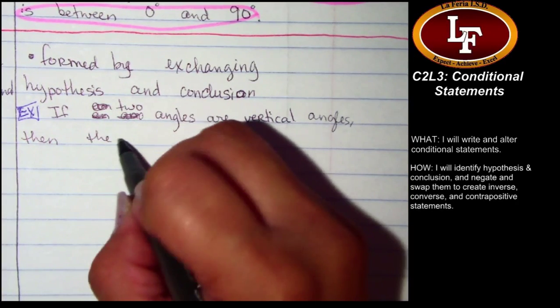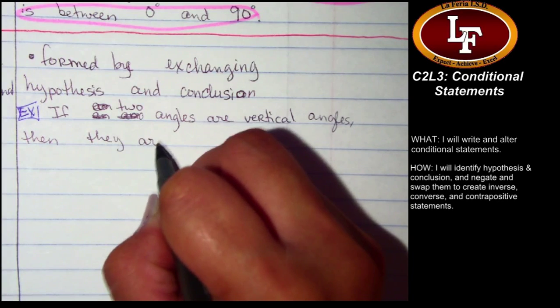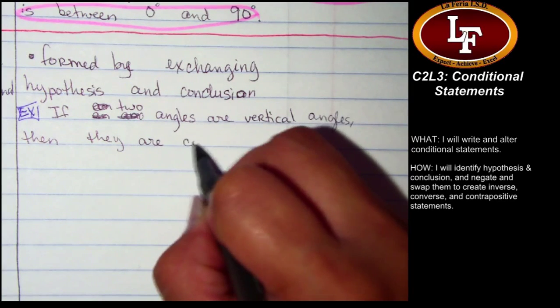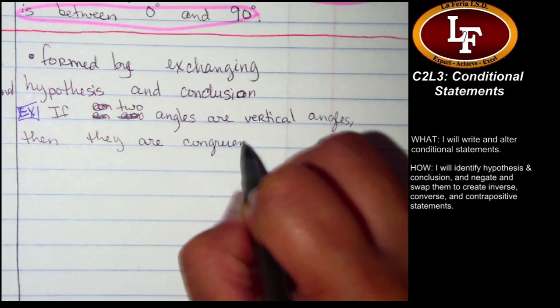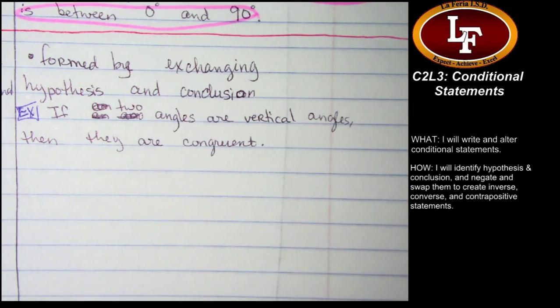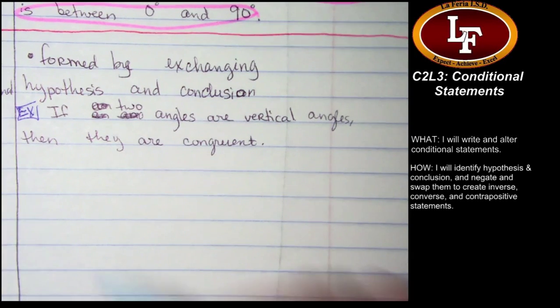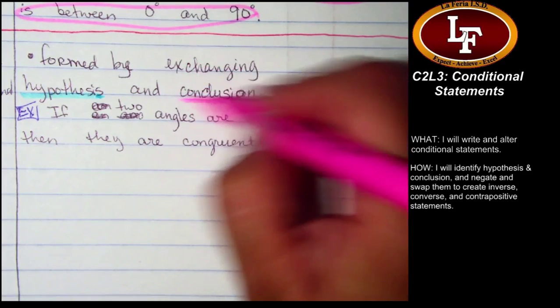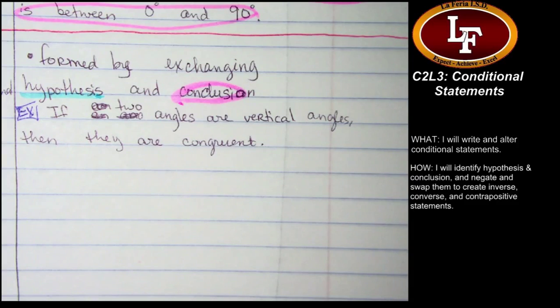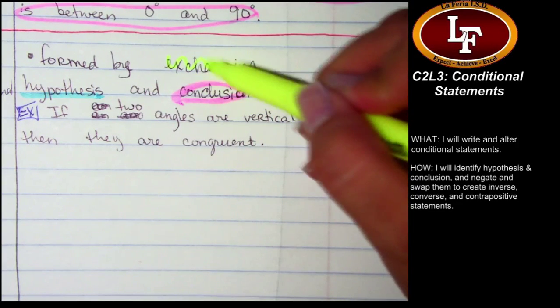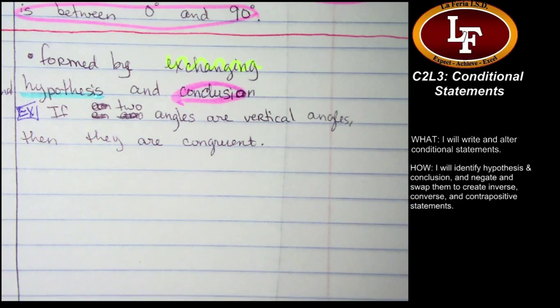So the conditional statement is: if two angles are vertical angles, then they are congruent. Go ahead and underline and circle the words hypothesis and conclusion. And I'm going to use a third color to highlight over exchanging by putting a squiggly on it, because it's constantly getting in the wrong place. All right, first things first, identify your hypothesis and your conclusion.